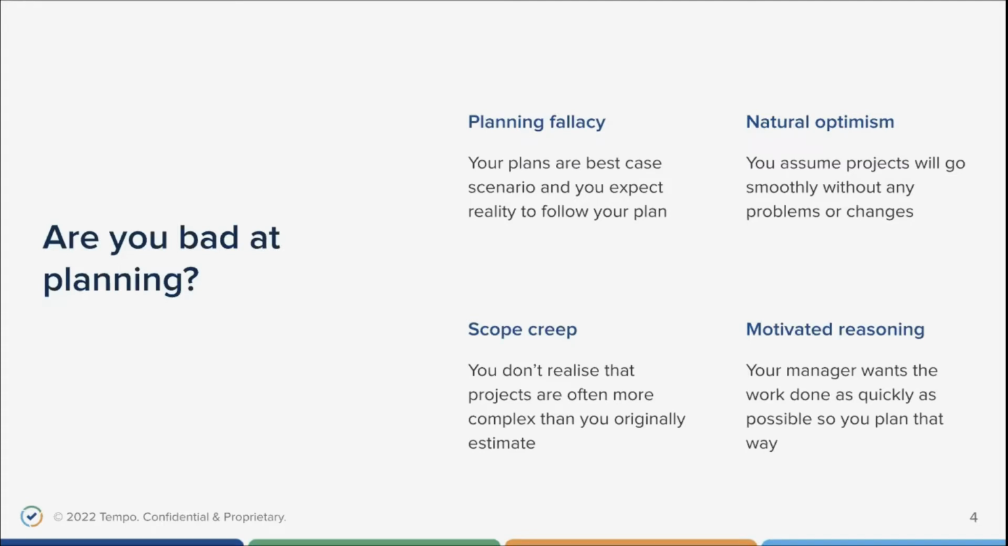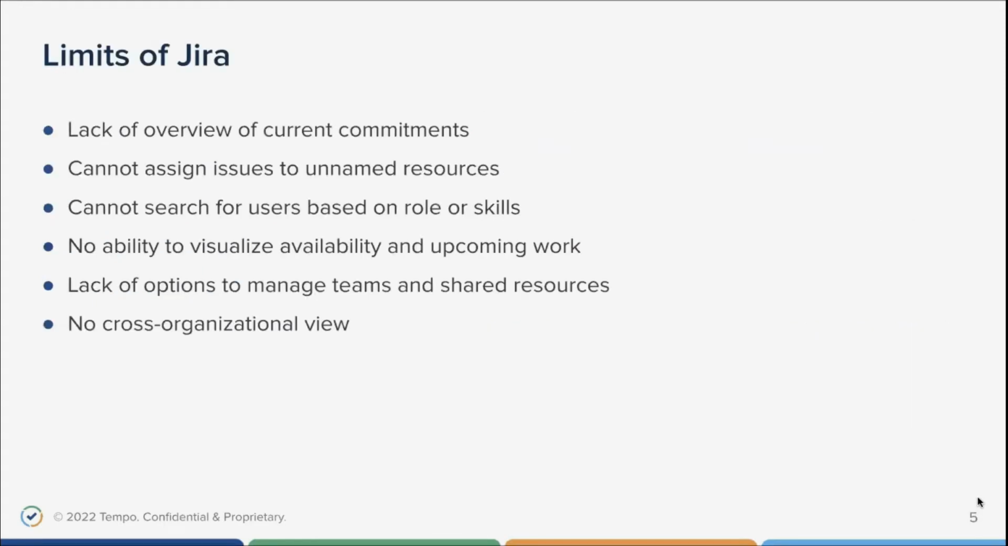Now, Jira helps in part to solve some of these problems, but there are still limitations. There is a lack of overview of the current commitments your team has. You cannot assign issues to unnamed resources. You cannot search for users based on their role or their skill. There's no ability to visualize the availability and upcoming work, therefore it's very hard to plan if you need more resources or more projects. There's a lack of option to manage teams and shared resources across teams, and there's no cross-organizational view. So you don't really know what capacity you have, how many new projects you can take on, and so forth. And that's where Tempo Planner comes in.